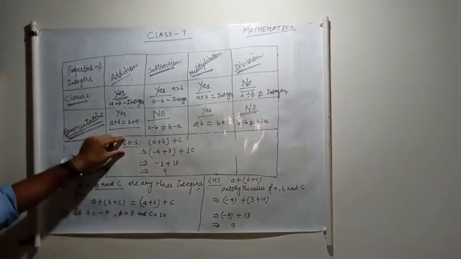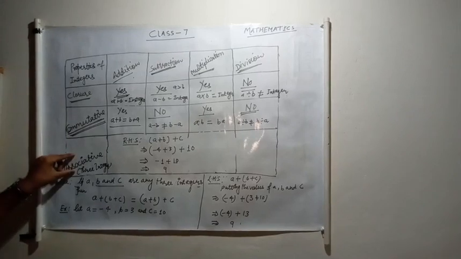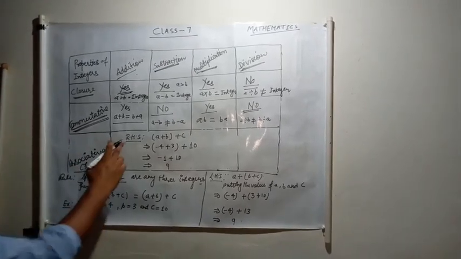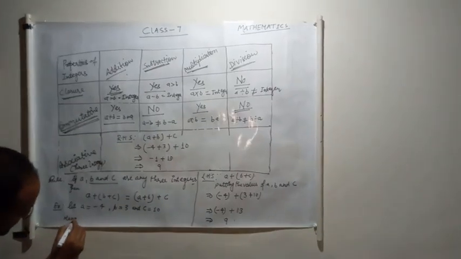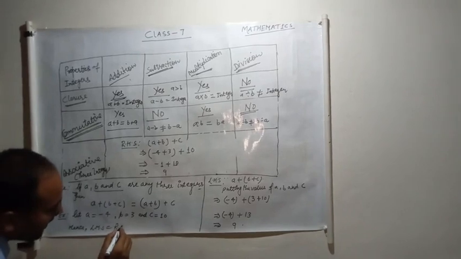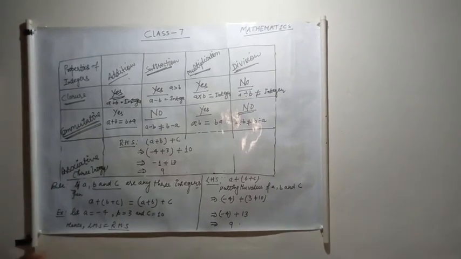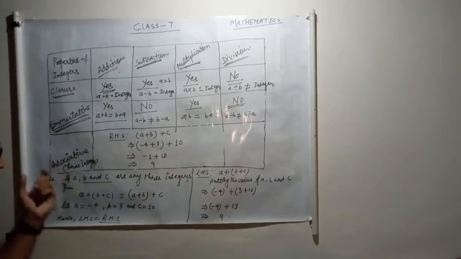So see this one, the right hand side is also 9 and the left hand side is also 9. So we can say that addition holds for the associative property. Right hand side is equal to left hand side, hence left hand side is equal to right hand side, and easily we can say that addition holds for the associative property.